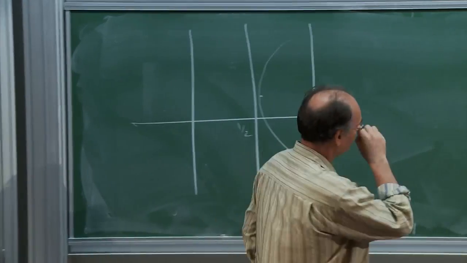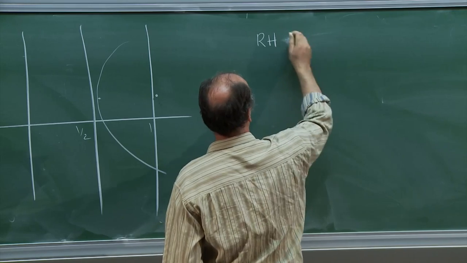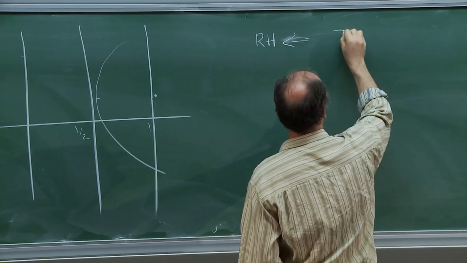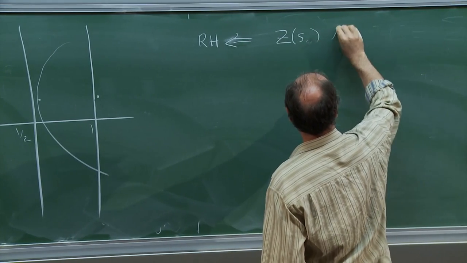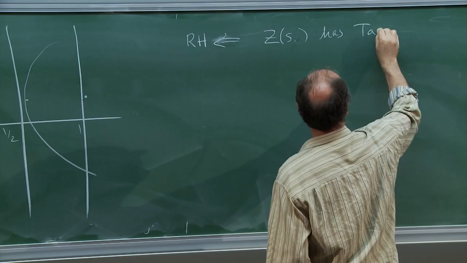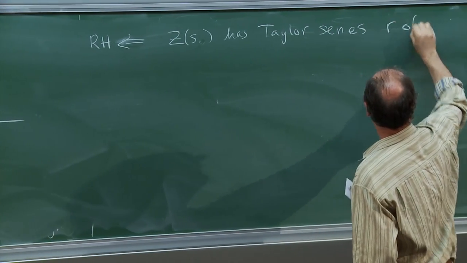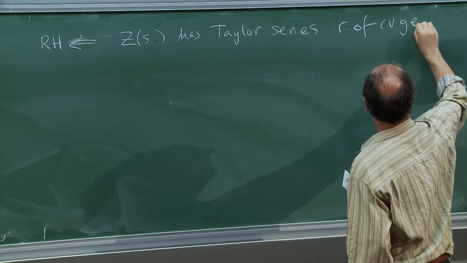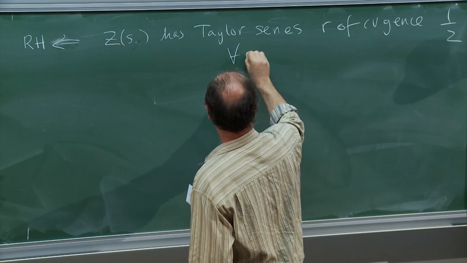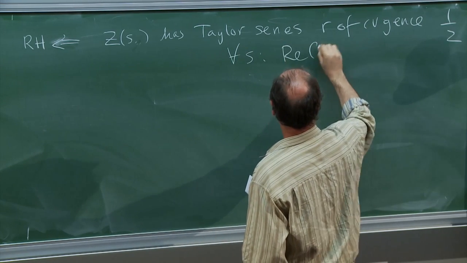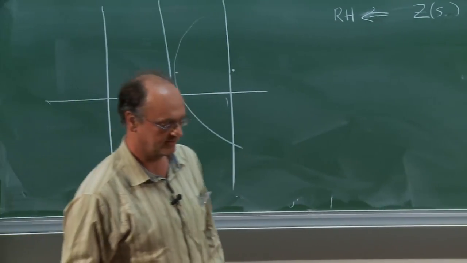So the Riemann hypothesis can be said to say, or is implied by: zeta of s has a Taylor series with radius of convergence at least a half for all s with real part of s greater than 1. So now suddenly I've got the Riemann hypothesis living to the right of 1.